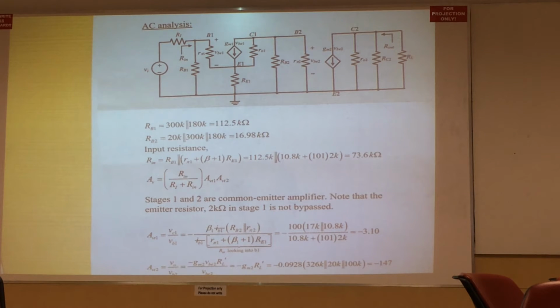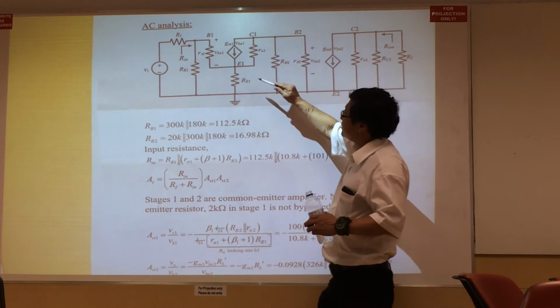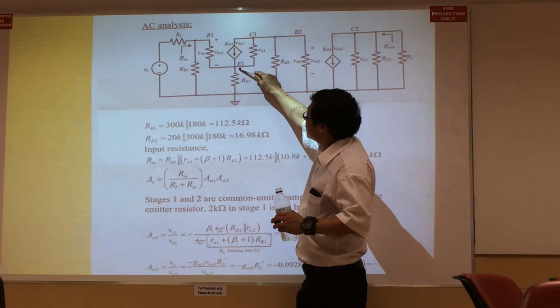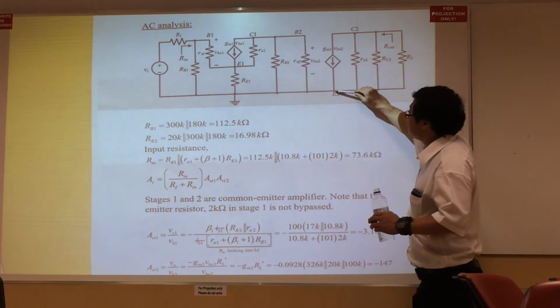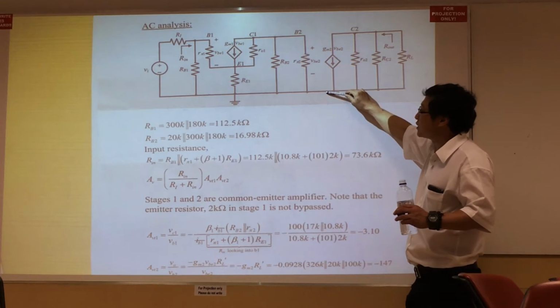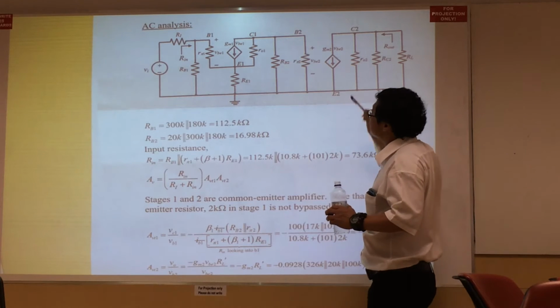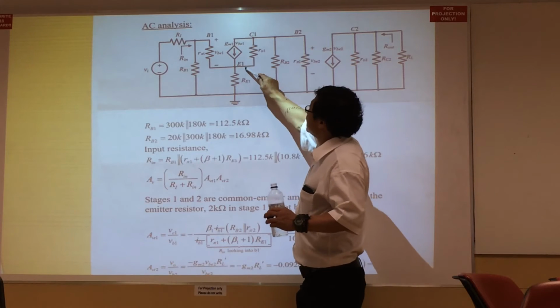Okay, so this is your AC equivalent. You find that the first stage has a resistor, 2K. The 18K is being shunted out, so you have 2K. In the second stage, there's no emitter resistance because the 20K is being shunted out, so you don't have an emitter resistor here. And you have your two stages here.